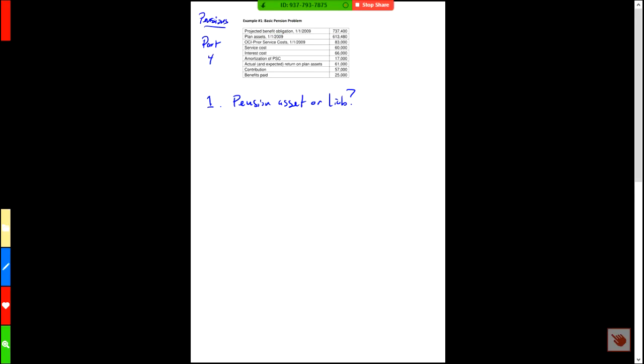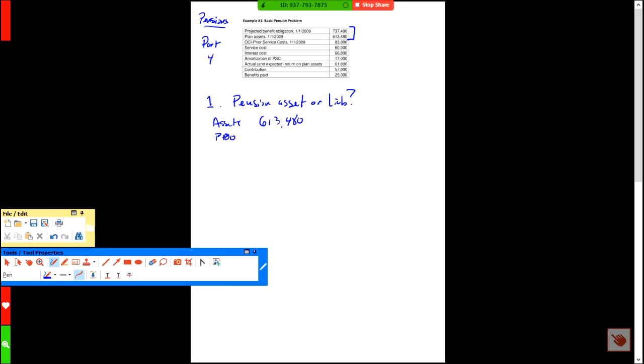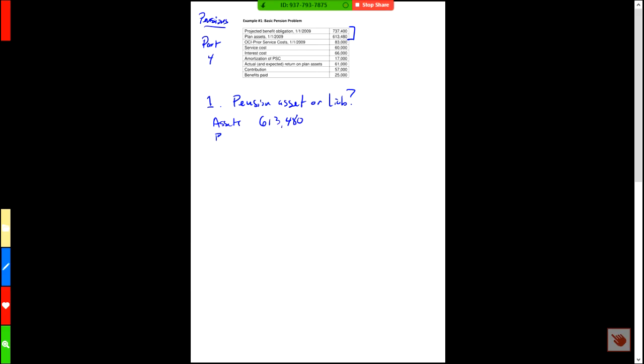So we refer to the net funded status, and the plan assets are 613,480. So the assets, the plan assets, and the PBO, which is GAAP's measure of the obligation. PBO is 737,400. So definitely looks like it's underfunded, so it's going to be a pension liability for sure.